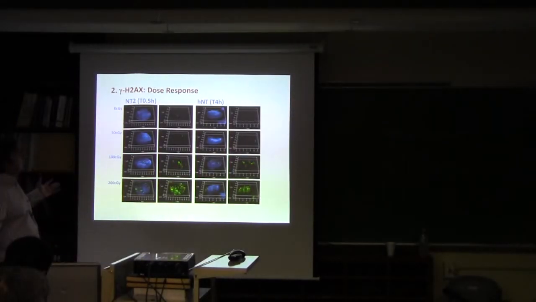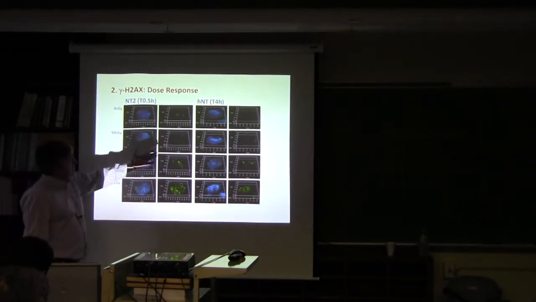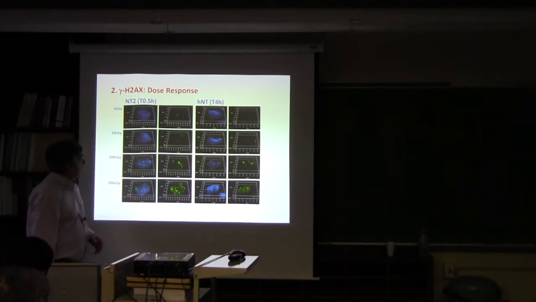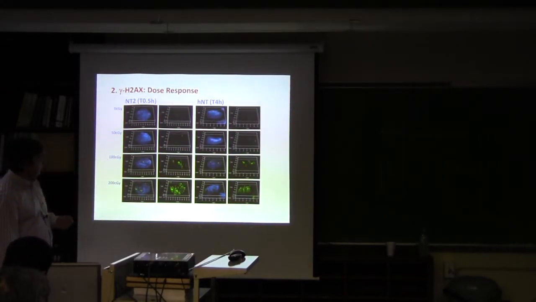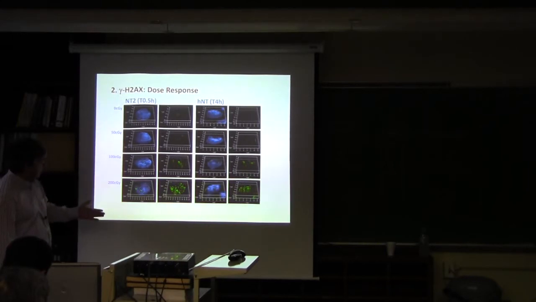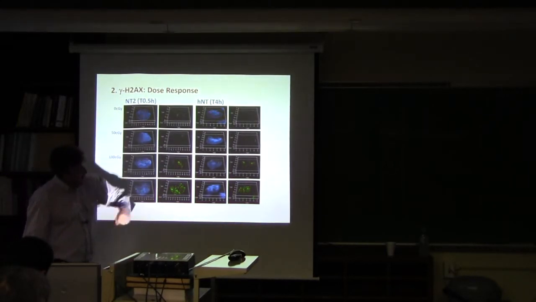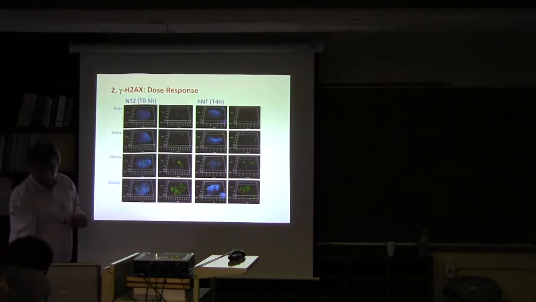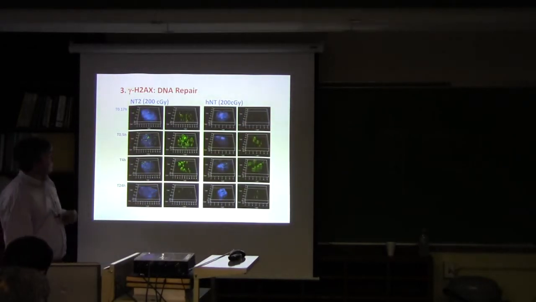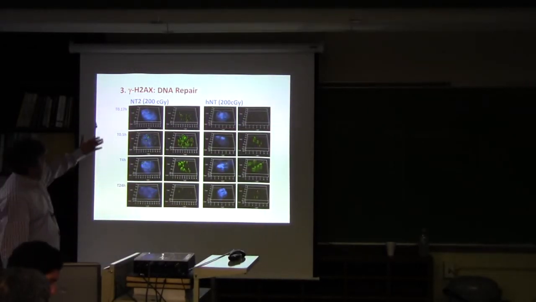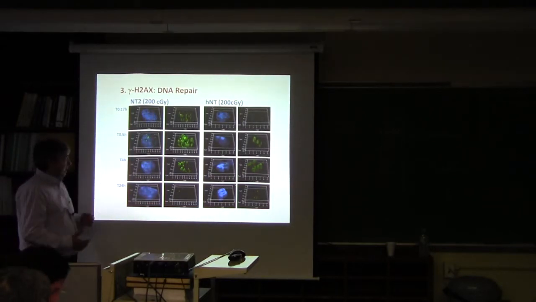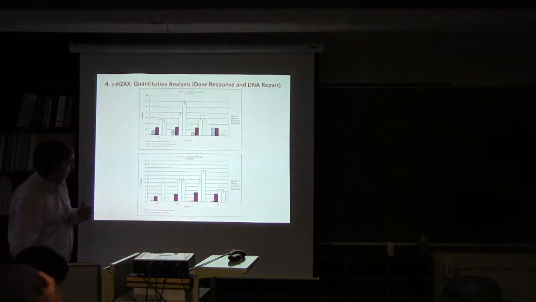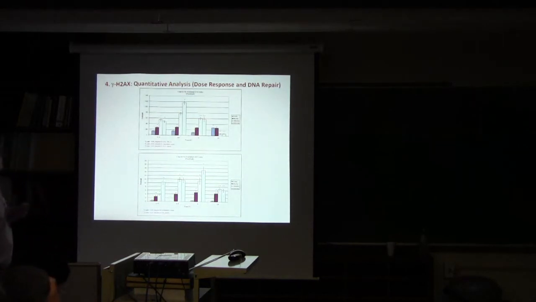This is a full dose response curve in two cell lines. This is a neural stem cell, and this is a fully differentiated neuron. So you can do analysis in two different cell types. You can see very clearly how each responds as a function of dose induction. You can also do kinetics and repair, the same thing versus time, and see the decrease over time.